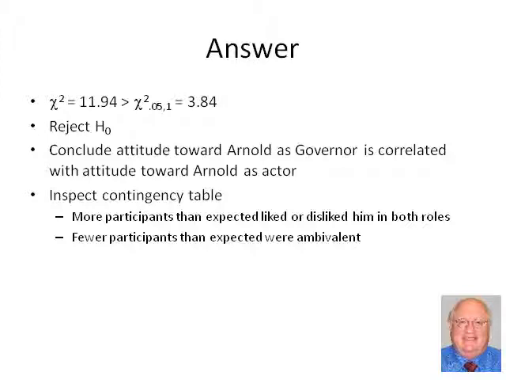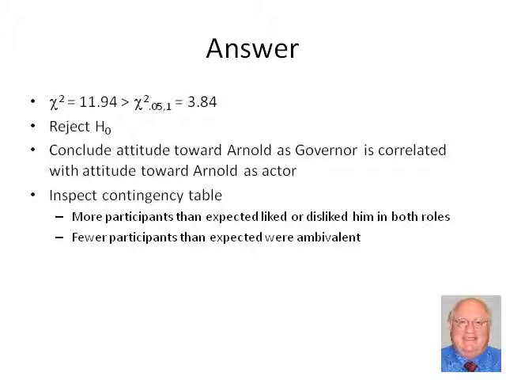Because chi-square 11.94 exceeds the critical value of 3.84 when there is 1 degree of freedom, we would reject the null hypothesis. We would reject the null and conclude that the variables are related or correlated to each other in the population. We are not able to describe the direction of the relationship, so we couldn't say it's a positive or negative relationship, but we could inspect the contingency table to determine the pattern of the treatment effect.